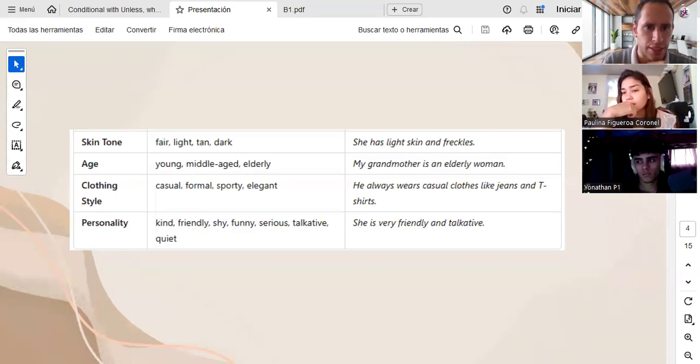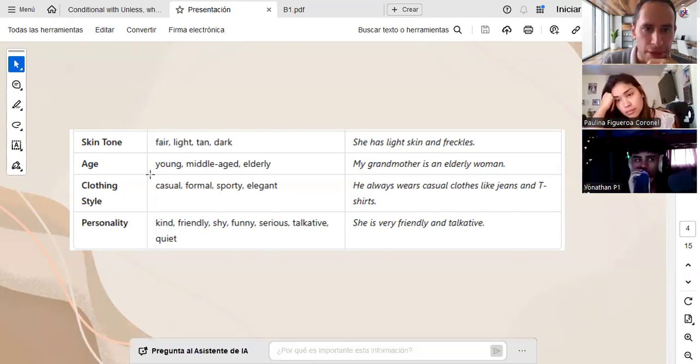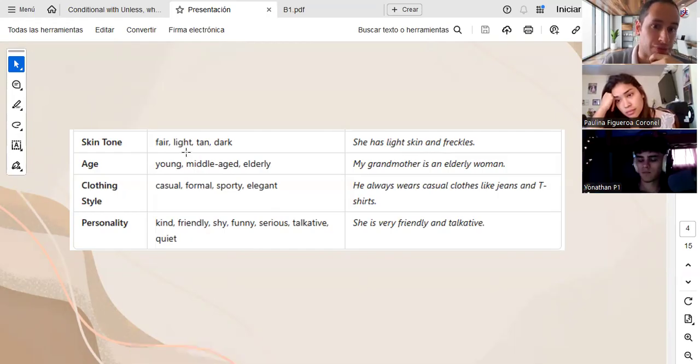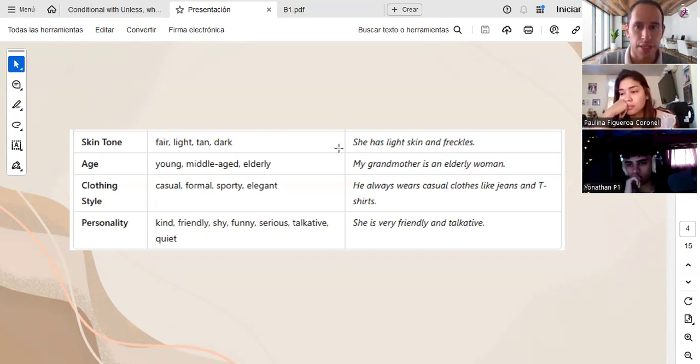Fair skin, right? Piel clara. Fair skin, piel clara. Okay. Light, clara as well. I think brighter than light. Tan and dark. She has light skin and freckles. Age: young, middle-aged, and elderly.